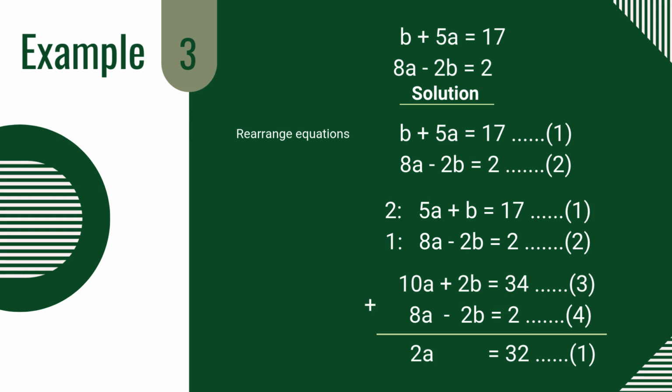So, for example 3, we have b plus 5a equals 17, and 8a minus 2b equals 2. The first thing you do is number your equations. So, we have equation 1 and equation 2. Now, always remember to look at your questions very carefully. If you look carefully, you'll see that there is a twist here. You can see that the a's and the b's in this question are not aligned. So, what do you do? You align it yourself.